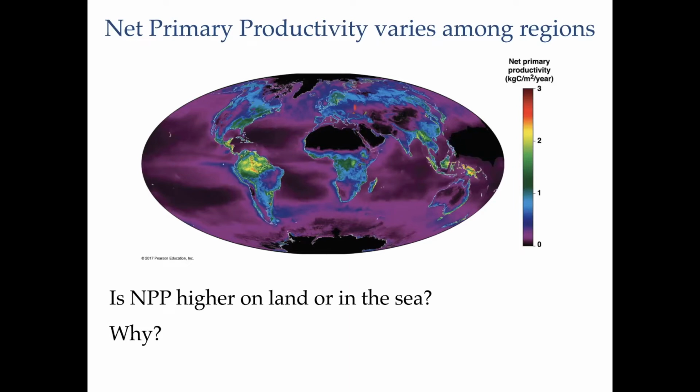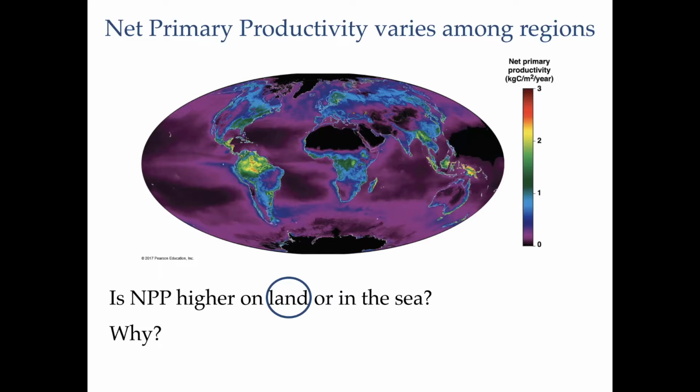So by just looking at this globe map, where do you think net primary productivity is higher? On the land, or in the seas? So in those regions, or in the continents that we have here. You should probably agree with me that most of the sea is going to be purple and black. So we are going to say, as Sarah is saying here, that on the land is where we have the higher net primary productivity being produced.